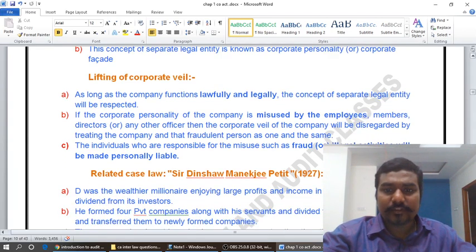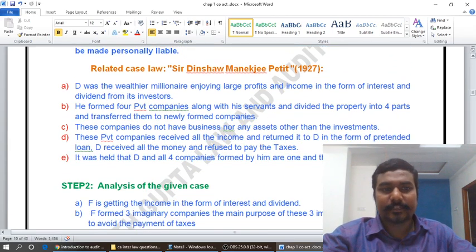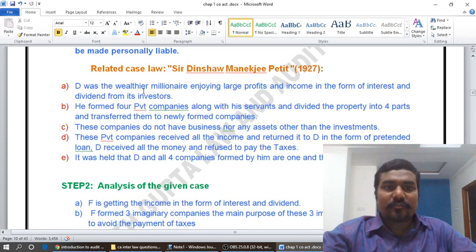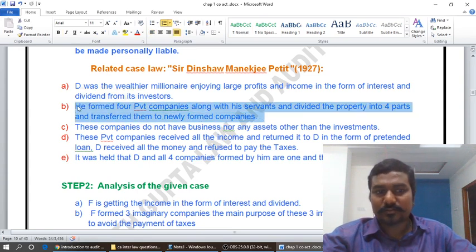On lifting of the corporate veil, there was a famous case law, sir. That is Dinshaw Maneckji Petit. Dinshaw was a wealthy millionaire enjoying large profits and income in the form of interest and dividend. From his investments, he formed 4 private companies along with his servants, divided the property into 4 parts and transferred them to the newly formed companies. If you observe, the same point was there in the question also, sir.